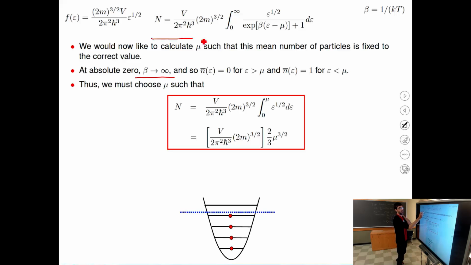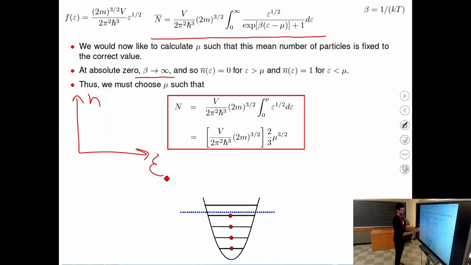So you start with this integral, then you put beta to infinity, and so you have a Fermi filling factor like this. Here it's 1, and here it's 0, up to a certain energy, which coincidentally is mu. So that makes it easy to calculate mu.